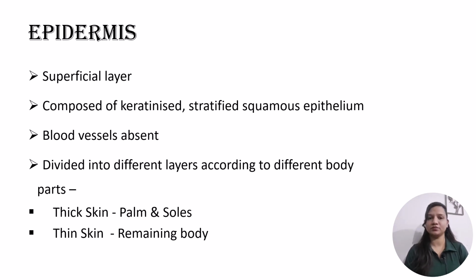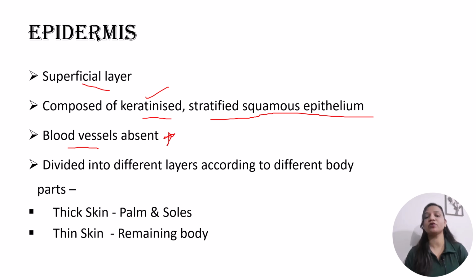The first one is the epidermis. Epidermis is the most superficial layer. It is composed of keratinized stratified squamous epithelium. Keratinized means it contains the keratin protein. The cells contain keratin protein, which is very essential for skin health. In the epidermis layer, blood vessels are absent. Blood vessels are not present in the epidermis layer.